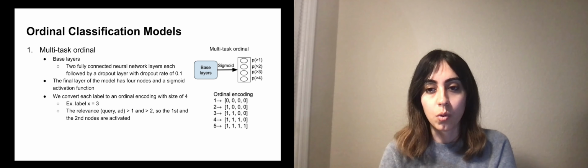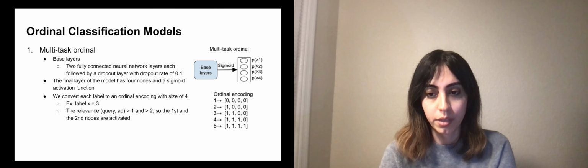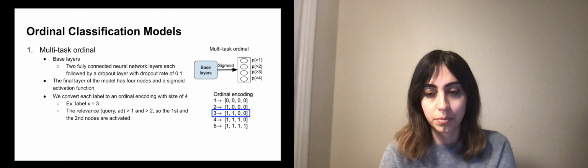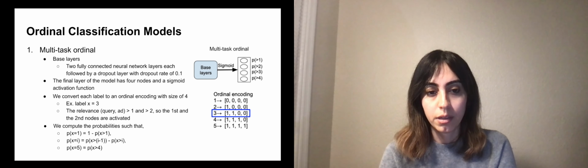We need to encode the labels to an ordinal encoding with a size of 4. So for example, for label equal to 3, the ordinal encoding is 1100. We compute the probabilities of each rating by using these formulas. For example, for x equal to i, we can compute it by using P(x > i-1) minus P(x > i).